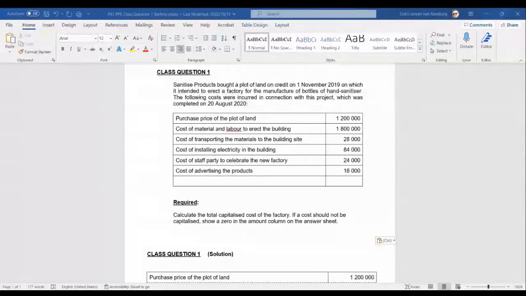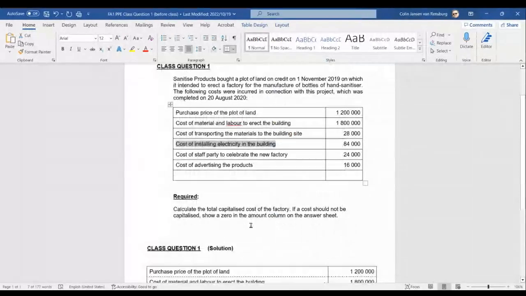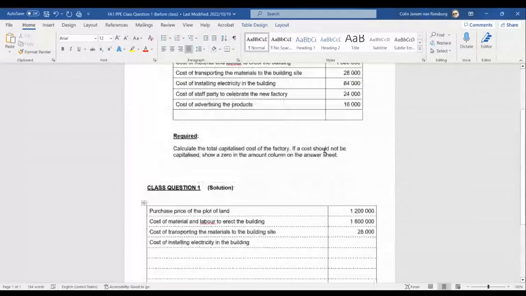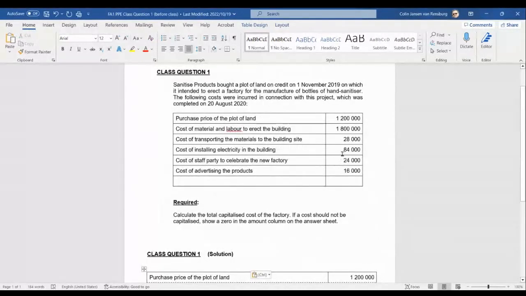If the factory does not have electricity, its machinery is not going to function, and that will result in us not being able to manufacture our products, right? So, therefore, that also indicates that this is a directly attributable cost. So, let us go and copy that over. Cost of installing electricity in the building, and the amount there was 84,000 rands.